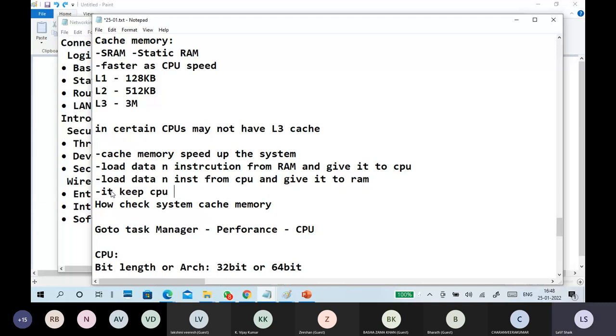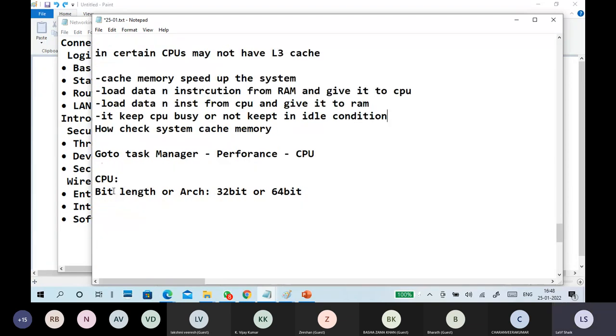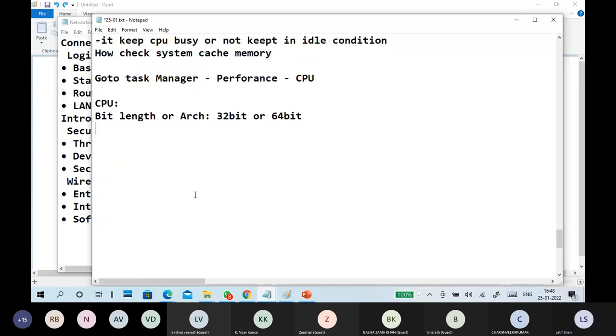Keep you busy, or we can say not kept in ideal condition. It means waiting for a sudden change of data is not there. Okay, and another important thing is here.